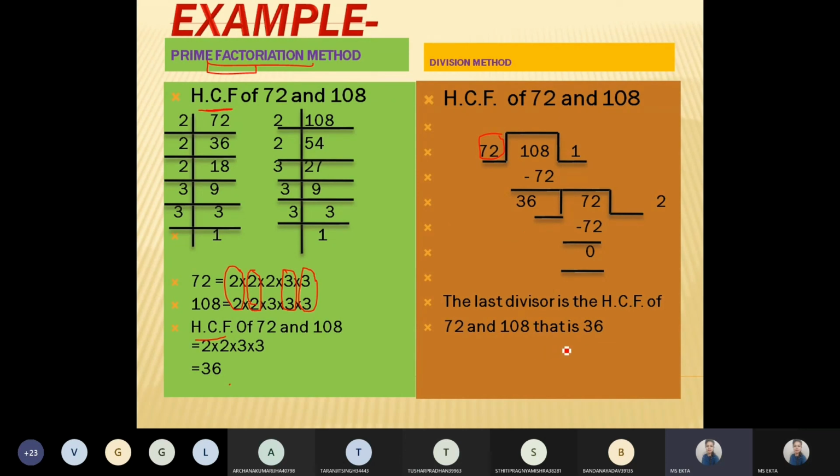So HCF is 36. You can see that here also we got 36, and here also we got 36. It is just a difference of method. This is the division method, in which we put the smaller number outside the division sign and the greater number inside, then we divide. Whatever the remainder is becomes the next divisor, and whatever the divisor was goes inside the division sign, and then we divide again. We do this until we get 0 as the remainder. So here 36 is our answer. This was the division method.